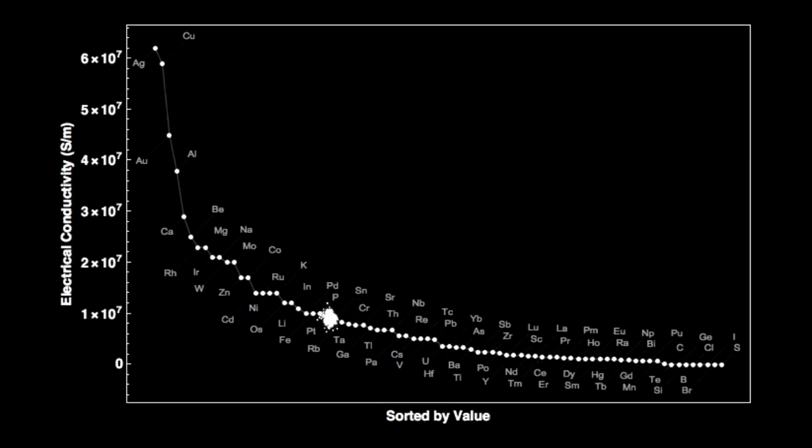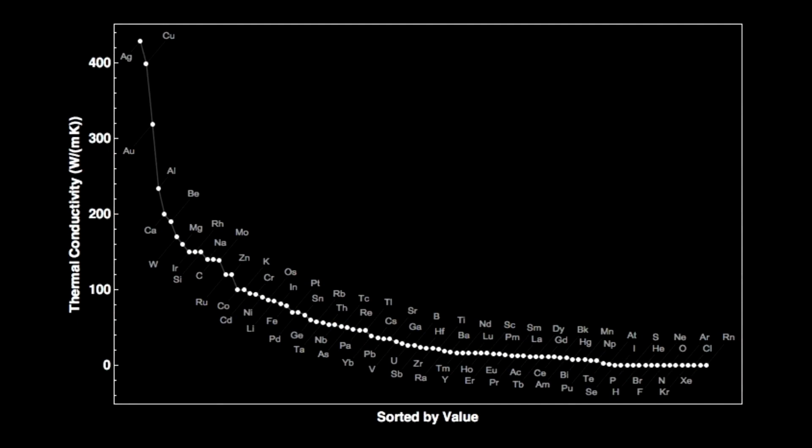Tin is the 26th best conductor of electricity. Not bad, but not good enough to use it for this quality, although tin does become a superconductor at 3.72 degrees above absolute zero, a better conductor than any element at room temperature. It's the 28th best conductor of heat. Again, not bad, but not excellent either.